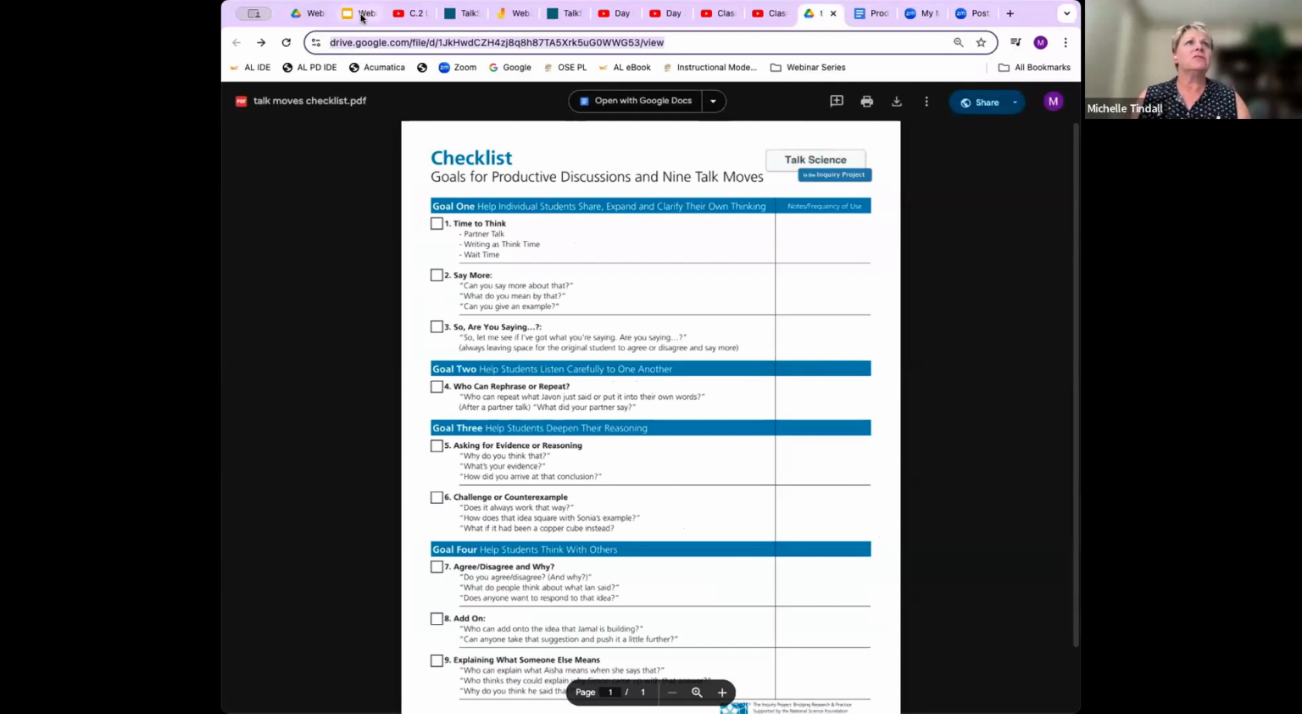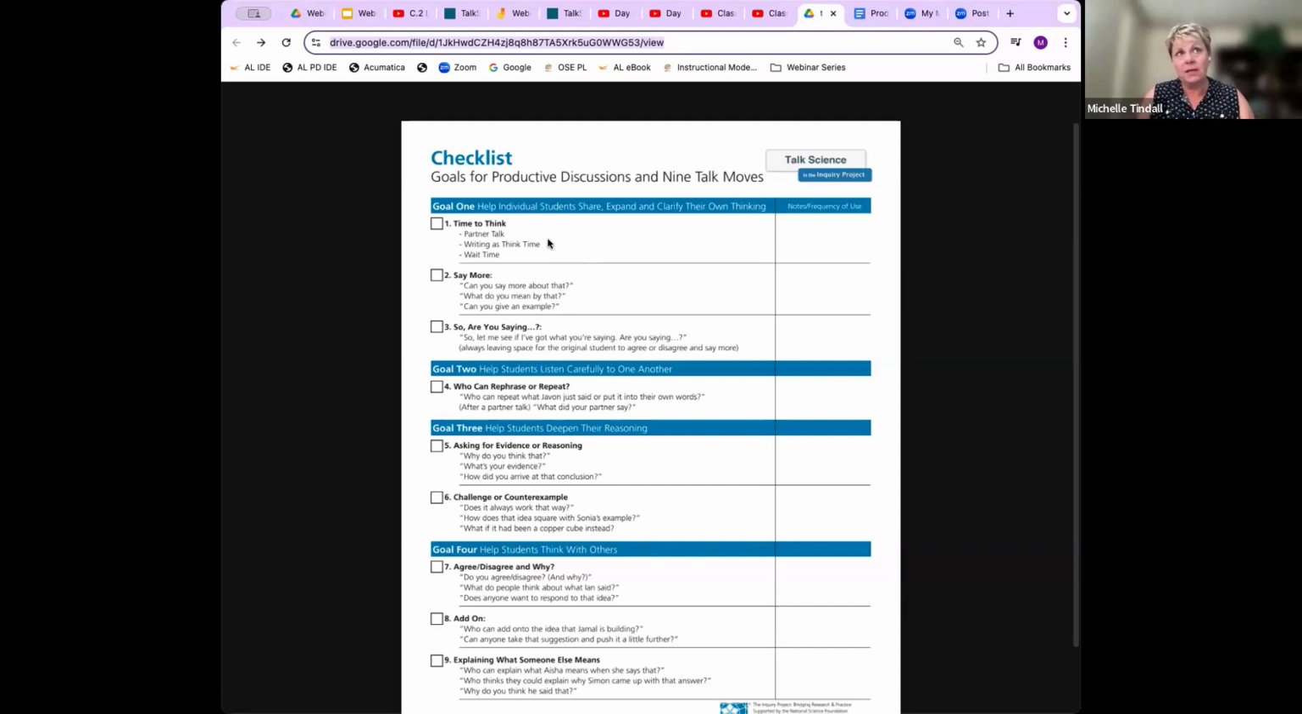And what you'll see here are these goals, right? So 4 different goals. How do we help individual students share and expand and clarify their own thinking? And underneath here, you're going to see some prompts. They're teacher prompts, right? But they're also prompts that students could use with each other after you've modeled it with them.